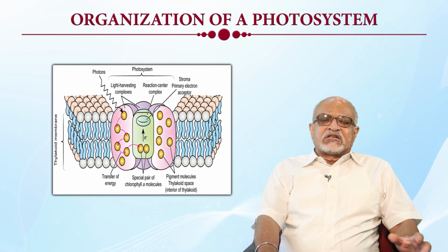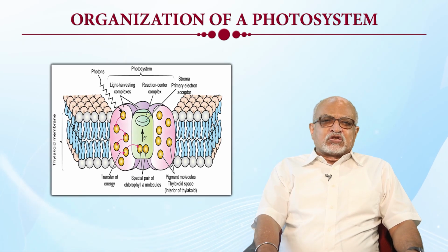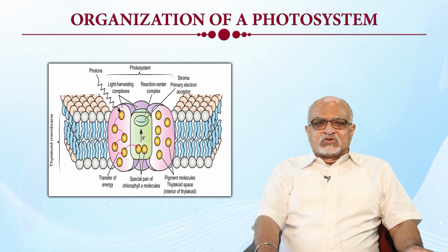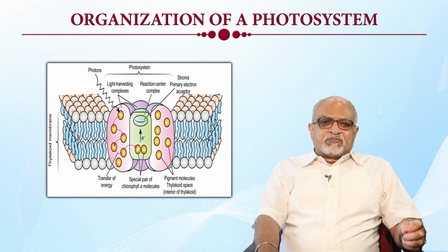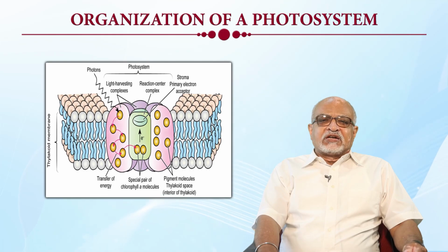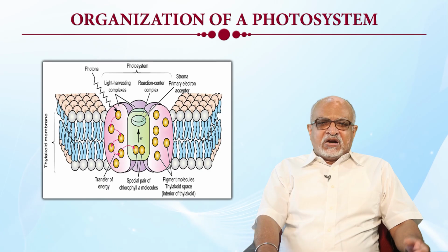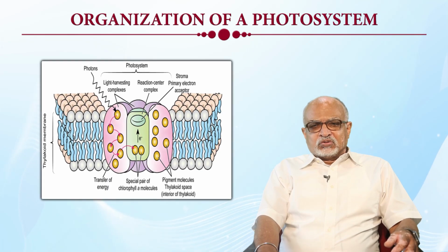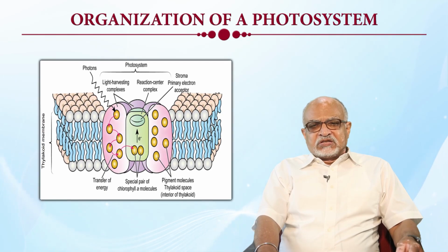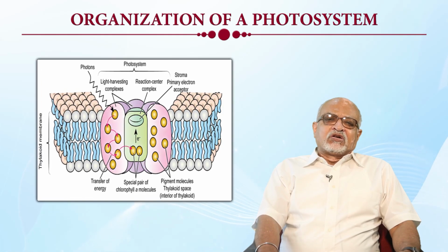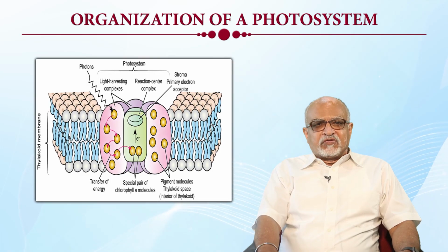How are these photosystems organized in a membrane? As you can see on your screens, a three-dimensional diagram shows the presence of the photosystems and the pair of chlorophyll molecules at the center. They constitute the reaction center, and the primary molecules which are present in the thylakoid space are collecting the light quanta of different wavelengths.